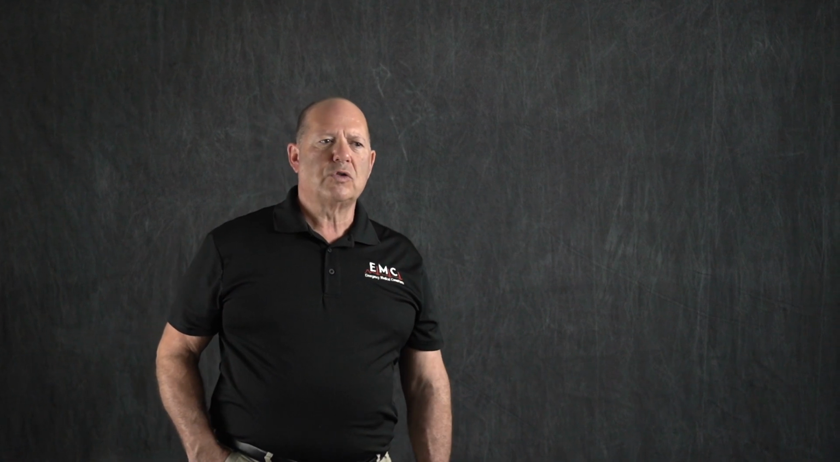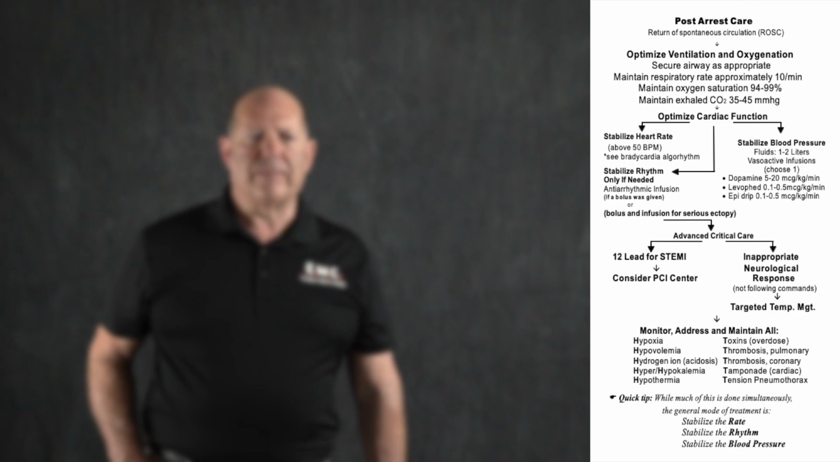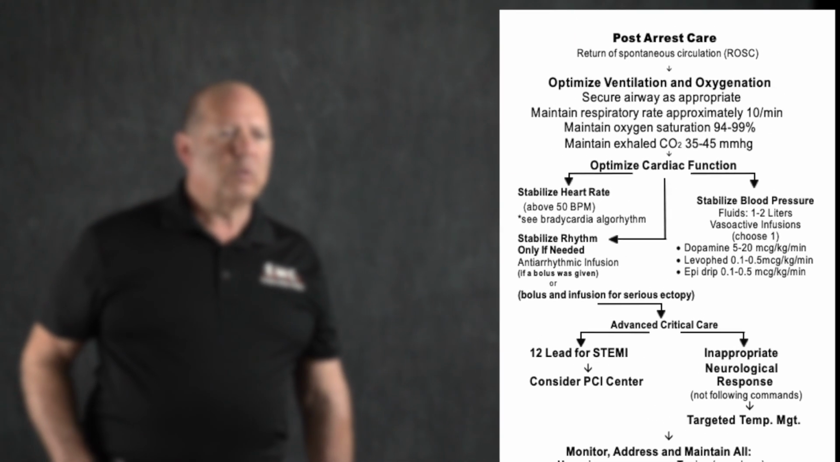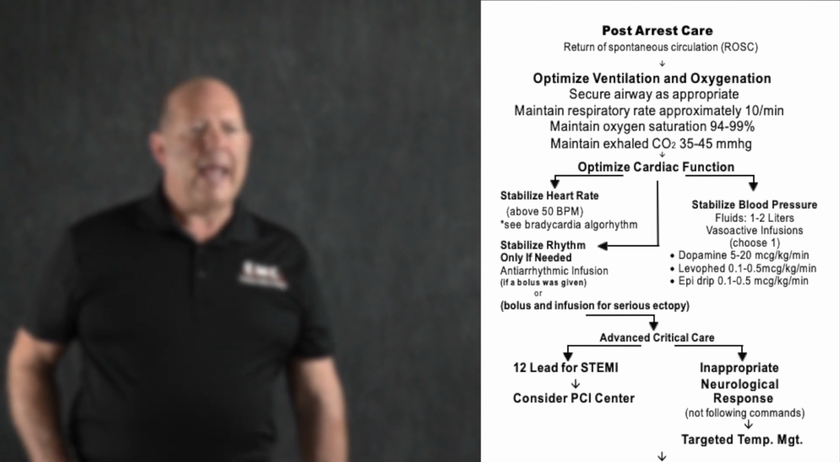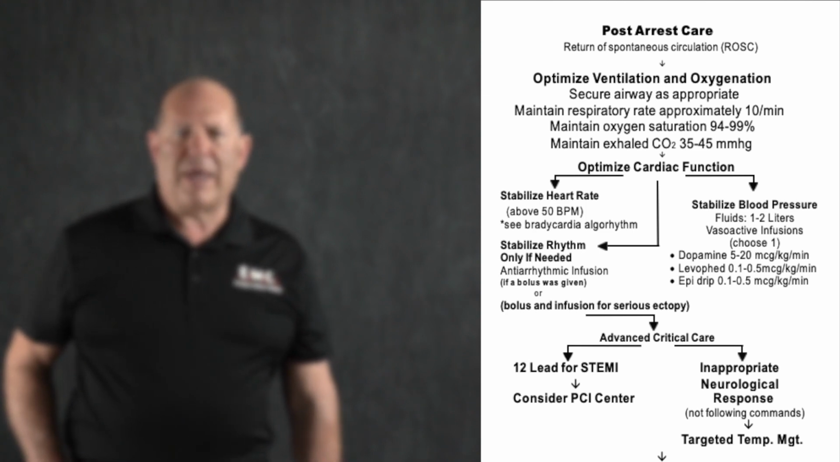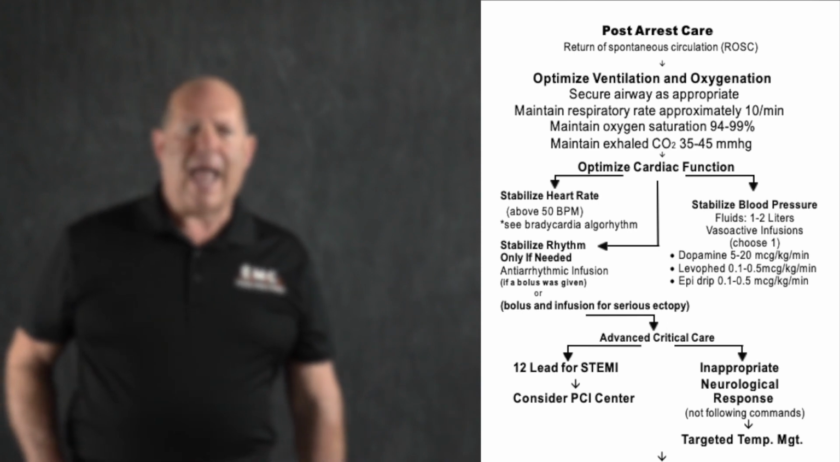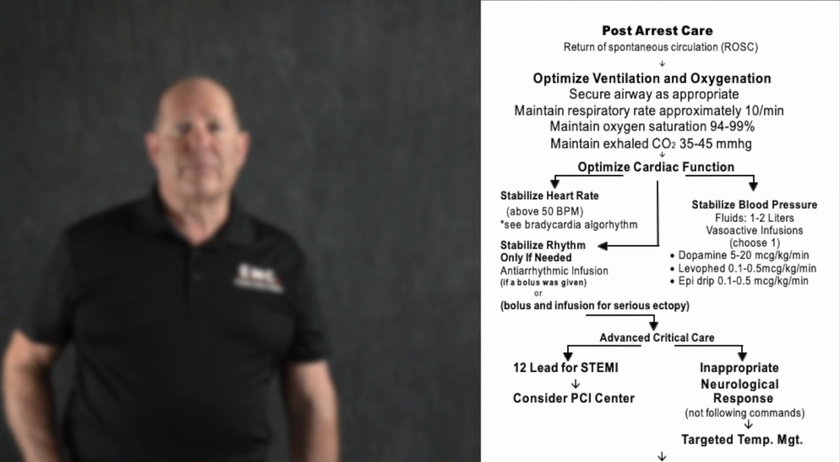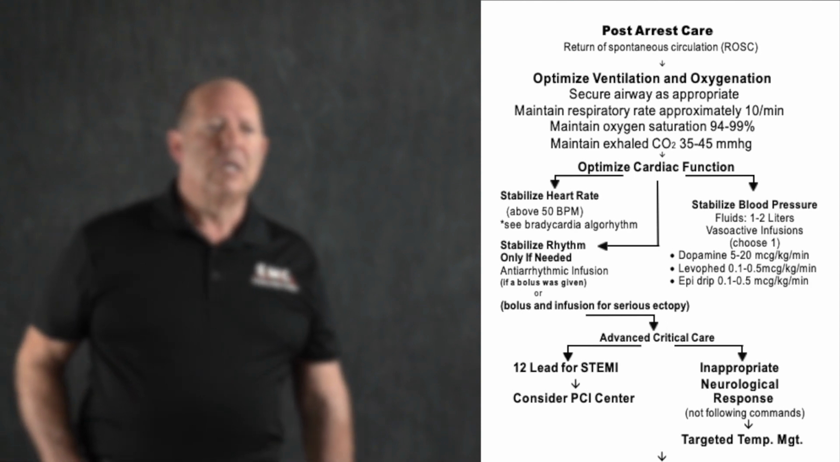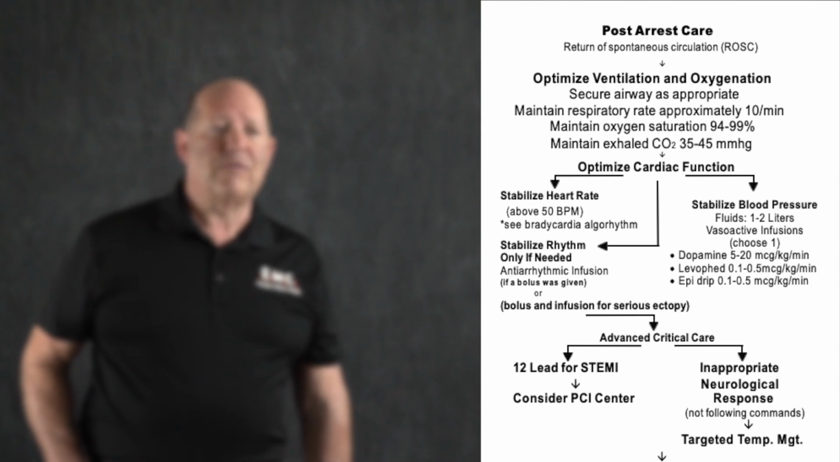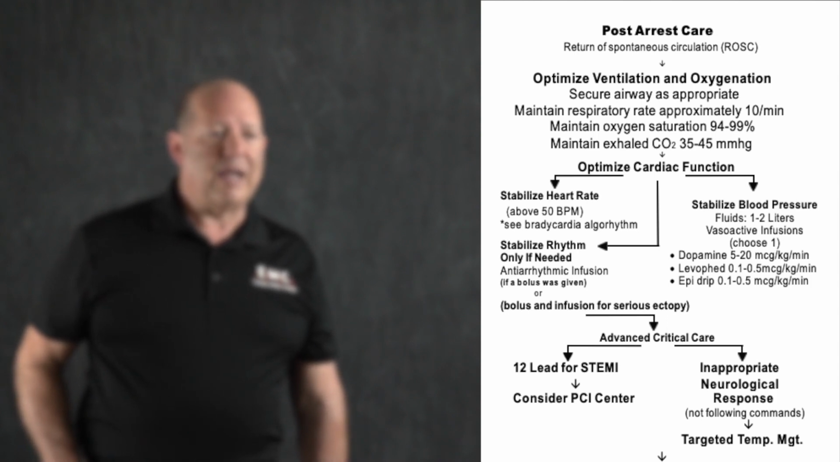So as we look at this post-resuscitation algorithm, it's a little bit busy, but it shows exactly what we said. Once we're doing good CPR and we've returned a pulse to the patient, we optimize his oxygenation and ventilation by maintaining adequate saturations, whether that means putting him on an oxygen mask, giving him bag valve mask, or letting him breathe on his own, depending on his status. Maintaining an O2 sat of 94 to 99. Maintaining a CO2 of 35 to 45.